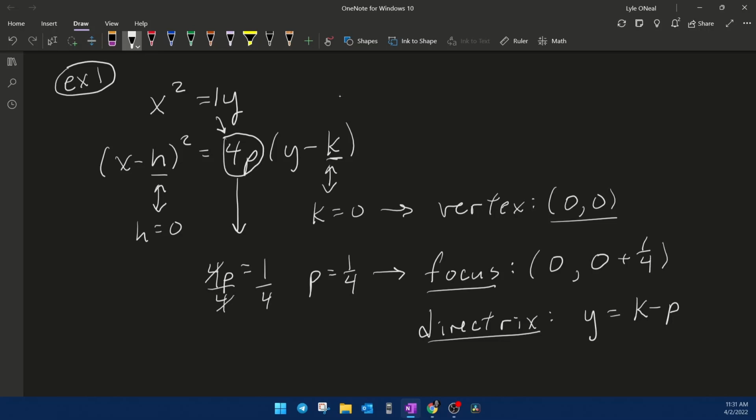And so then we need to simplify 0 plus a fourth to get our y component of the focus. 0 plus a fourth is a fourth. And so our focus would be the ordered pair 0 comma 1/4. The directrix, replacing k with 0, again p with a fourth, and then simplifying is going to give us the equation y equals negative 1/4.